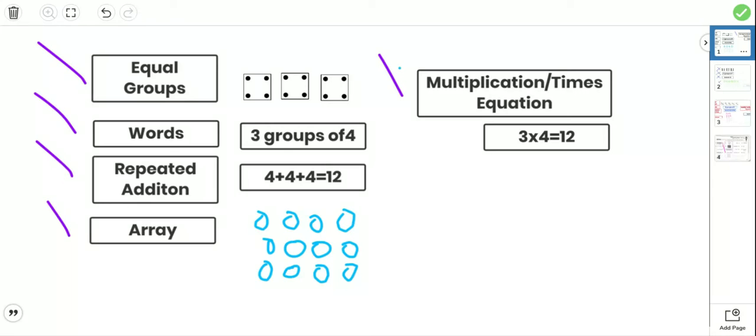I'm going to take an equal group and I'm going to just flip it. I'm going to show you all the ways you can write the same thing, and then you'll have an activity at the end.